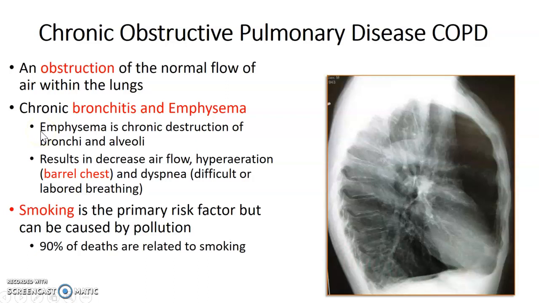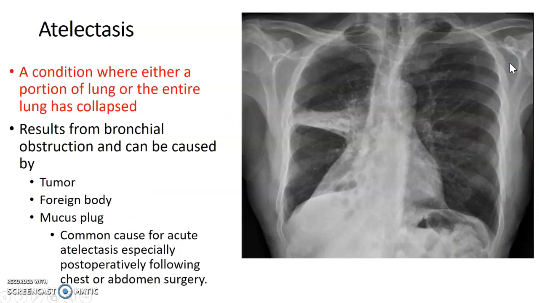Emphysema, chronic destruction of the bronchi and alveoli. So you might see this term barrel chest. Think of those chest x-ray patients that you have to do their lateral and a crosswise almost. Their chest turns into sort of a barrel shape. Smoking is the primary risk factor, but it can be caused by pollution, but 90% of the deaths are related to smoking. So it's your number one.